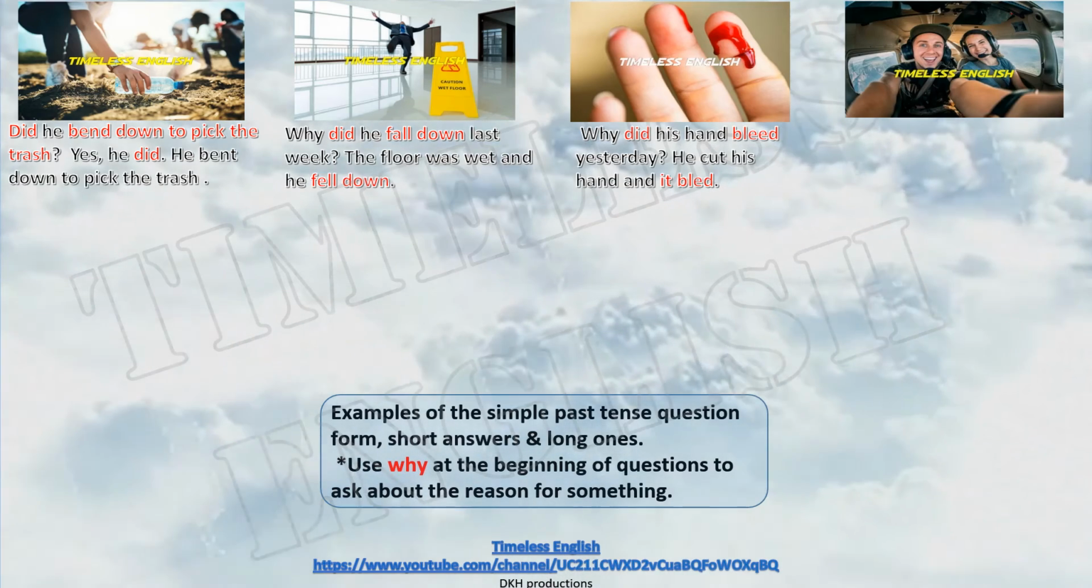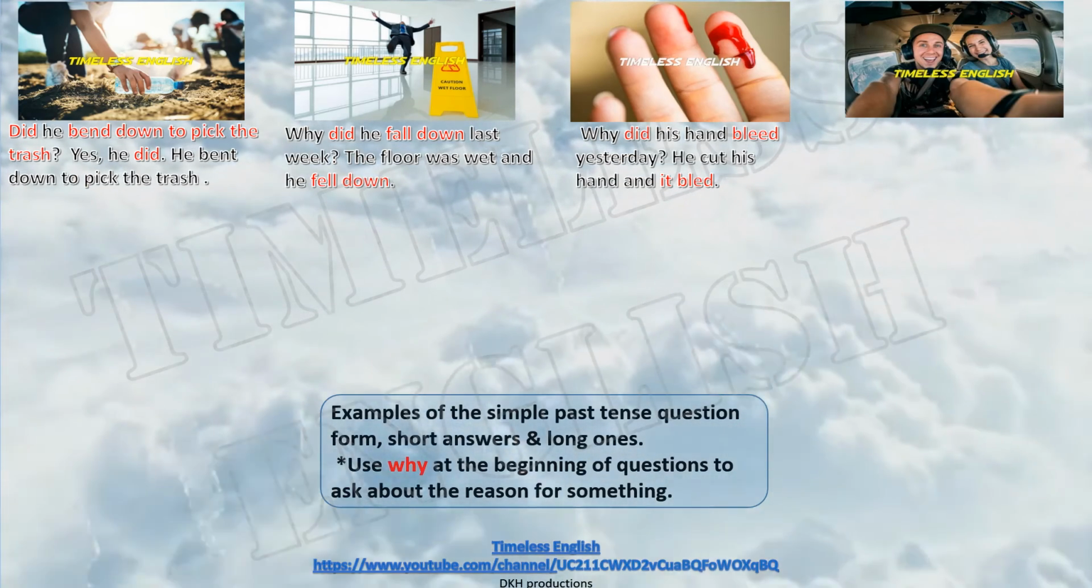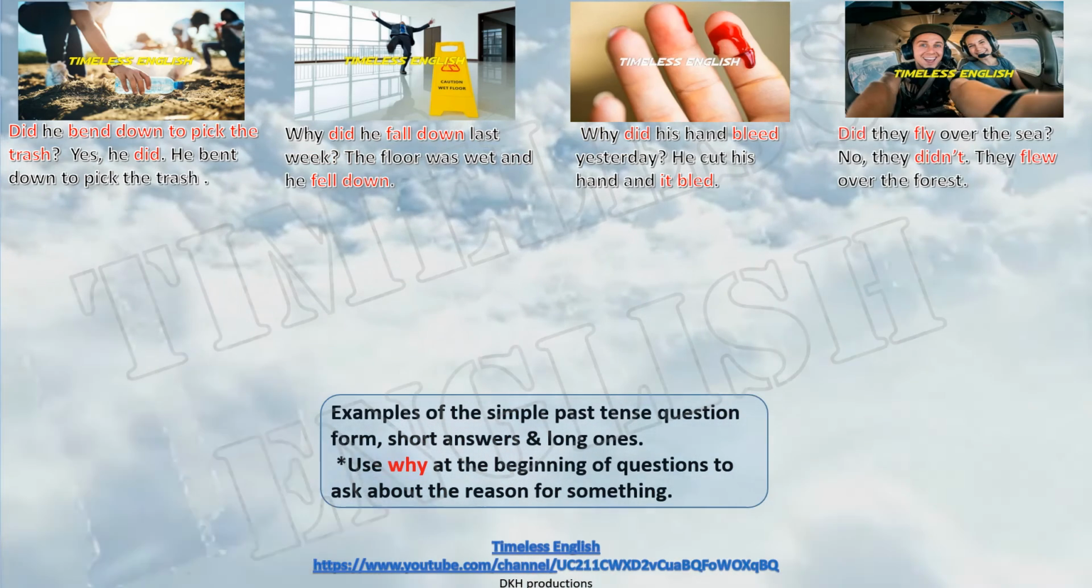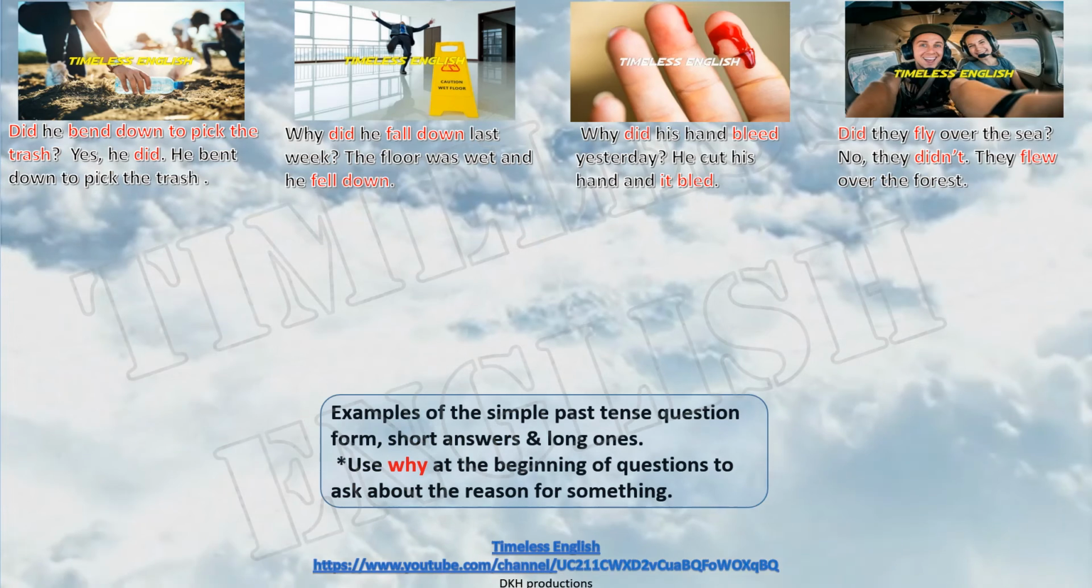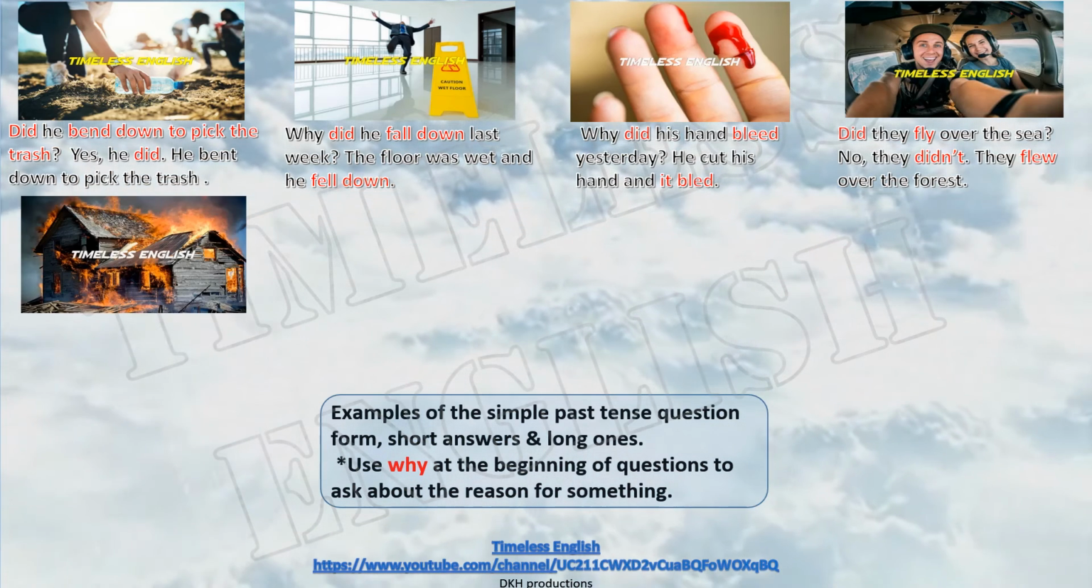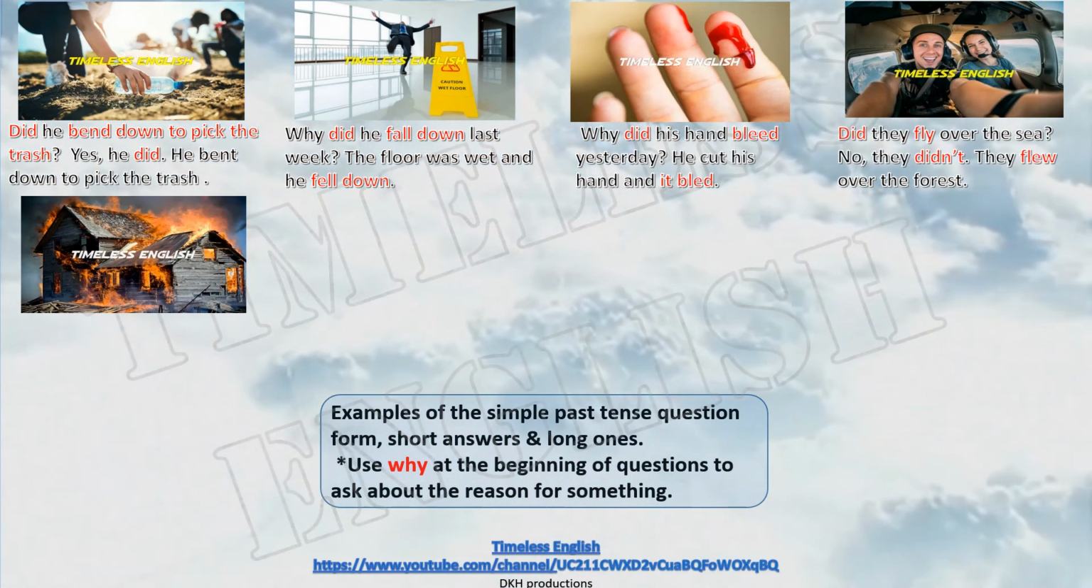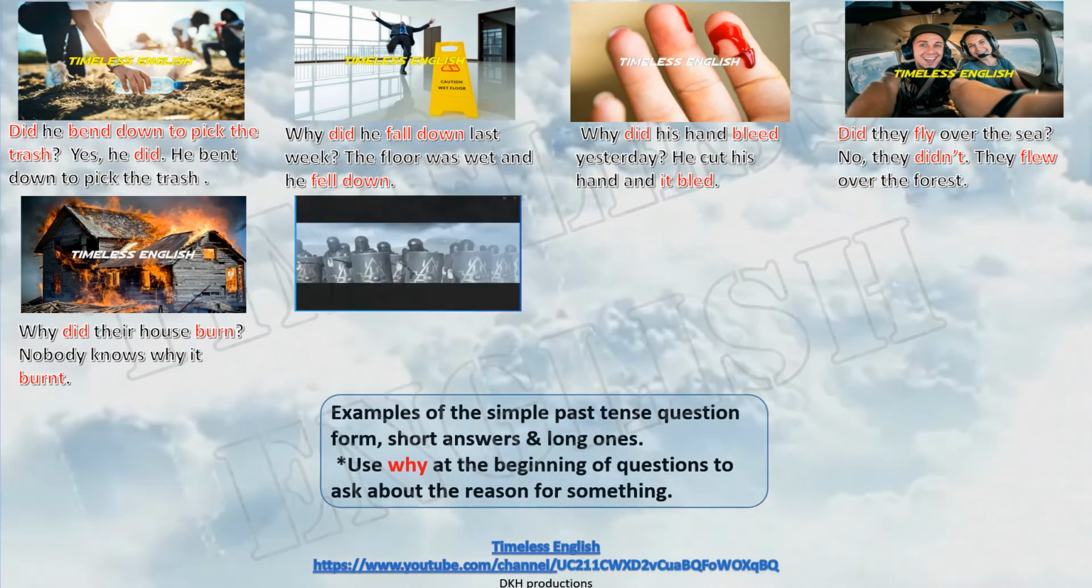Did they fly over the sea? No, they didn't. They flew over the forest. Why did their house burn? Nobody knows why it burned.